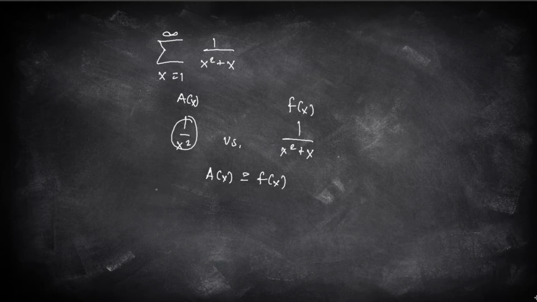So do we know 1 over x squared converges? Well, yes, because using the p-series, if the exponent is greater than 1, then it converges. 2 is greater than 1, so a of x converges. That means f of x converges. And it's just that simple.